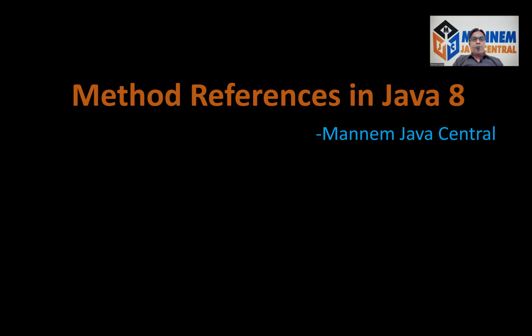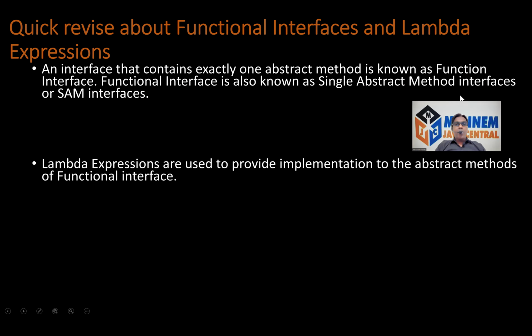In this session, we are going to discuss method references in Java 8. Before discussing method references, first we need to see what a functional interface is and what a Lambda expression is. So what is a functional interface? An interface that contains exactly one abstract method is known as a functional interface. A functional interface is also known as a single abstract method interface or SAM interface.